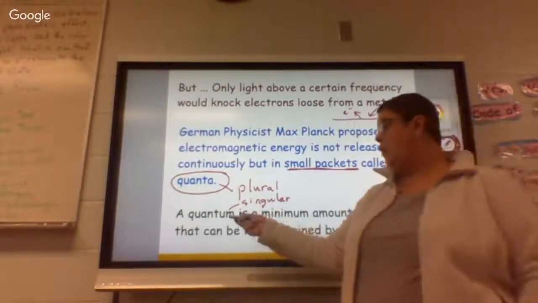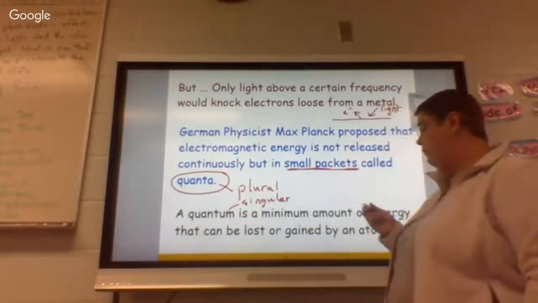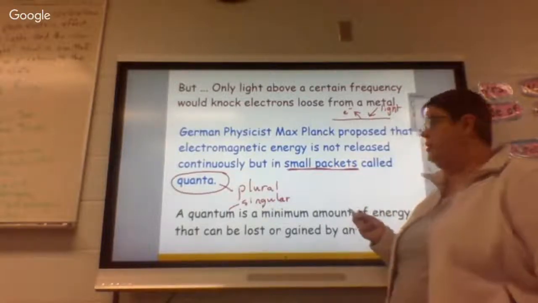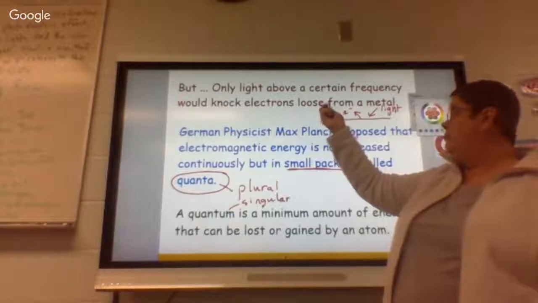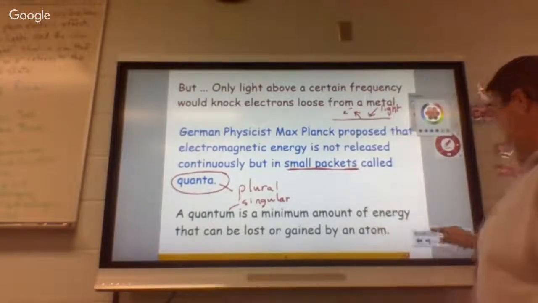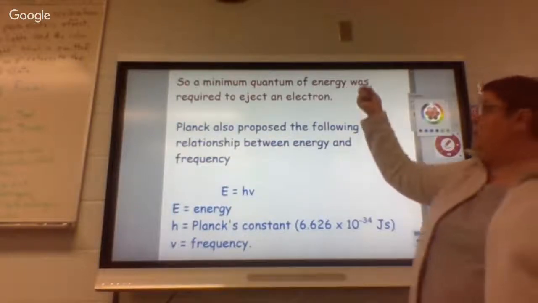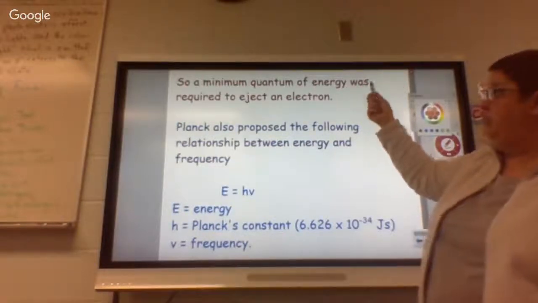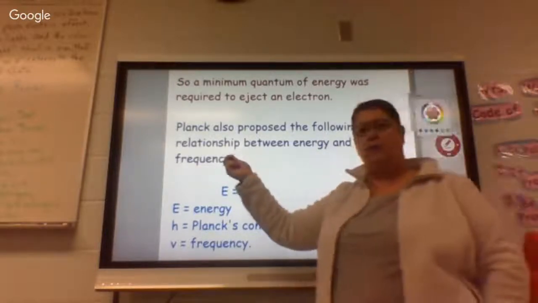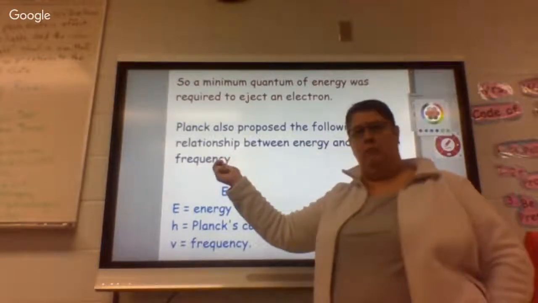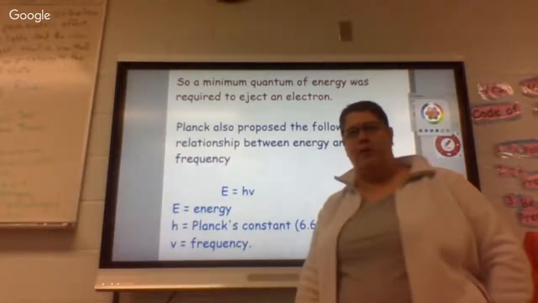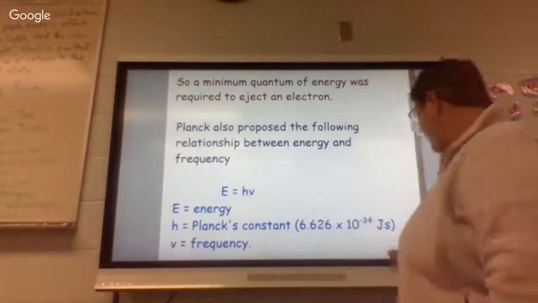Okay? But a quantum is just a minimum amount of energy. All right? So there has to be some minimum amount of energy that has to strike this metal. Now, this minimum amount of energy has to have a certain frequency. Okay? That's as far as we've got. Are you with me so far? So this minimum energy has to have a certain frequency.